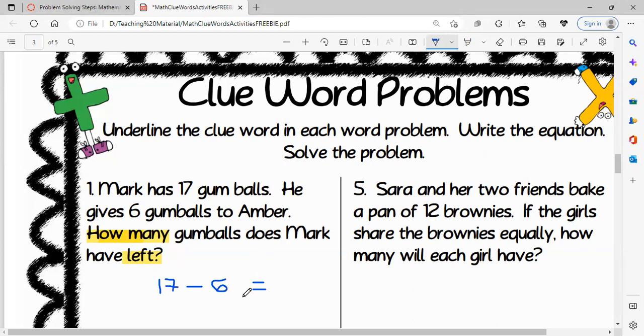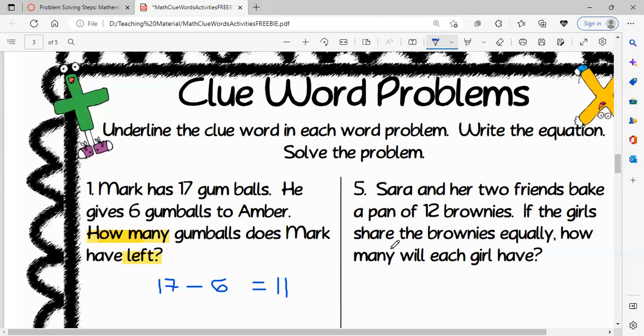Subtract 6 from 17 equals 11. Very good. So we've solved the problem. It looks like work, you know, but it's really an equation, all right? So we use an equation to work out the problem. So are we clear on how we got the answer for this problem? So Mark has 11 gumballs left, right? Yes. All right, let's do this other one.